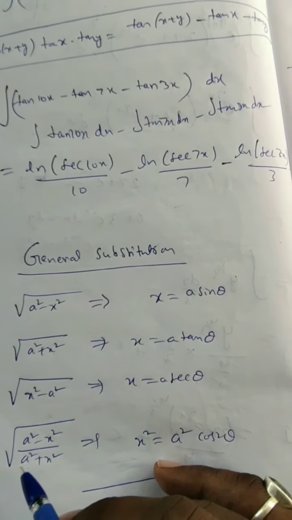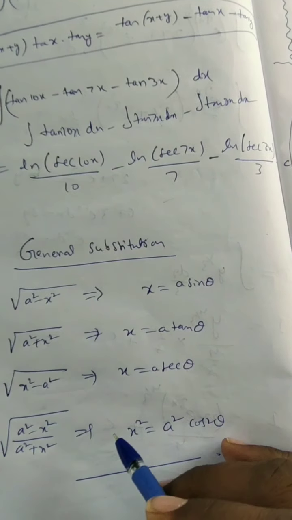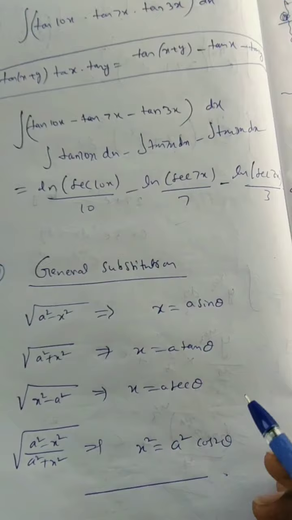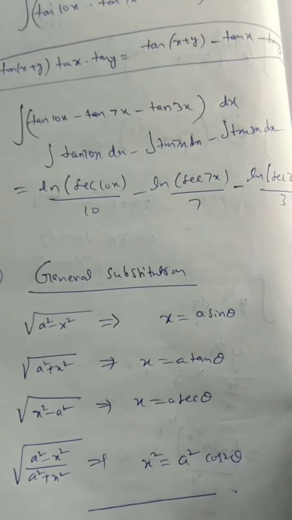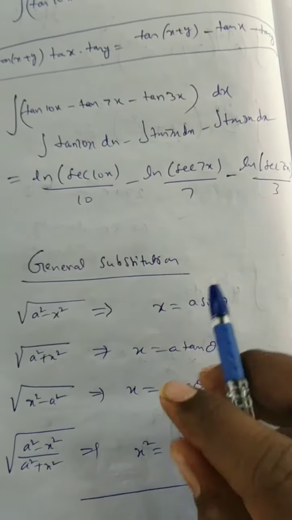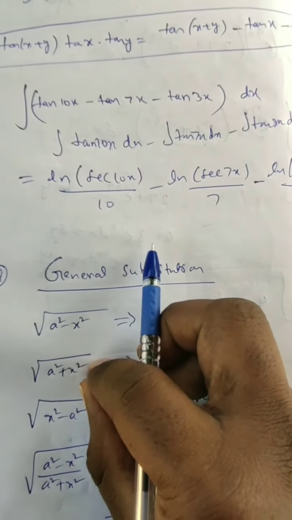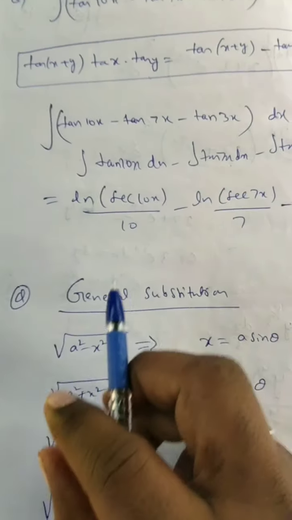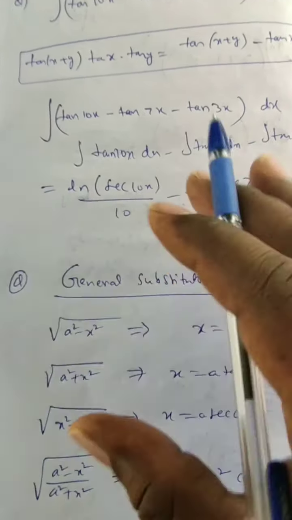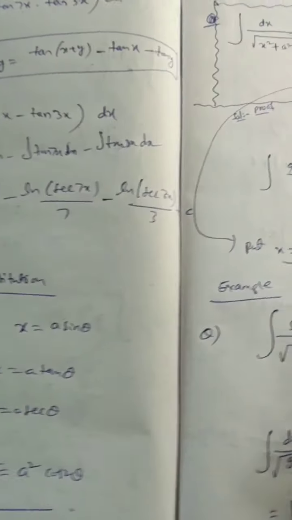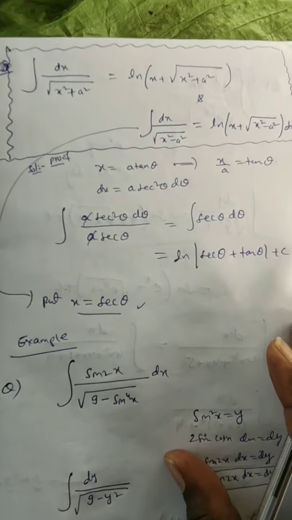For the root of a square minus x square upon a square plus x square, we can substitute x square as a square cos 2 theta. Just remember this, this is most important, and I explained yesterday why we are substituting this. Simple thing: you substitute this, take a square common, see, some formula is entering, and the square root cancels. To make the square root cancel, we are using these substitutions.